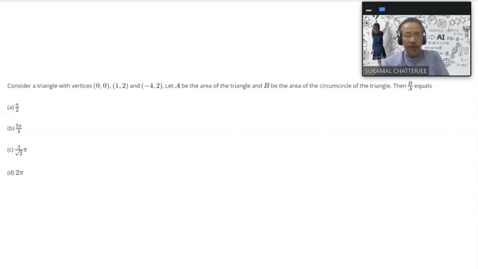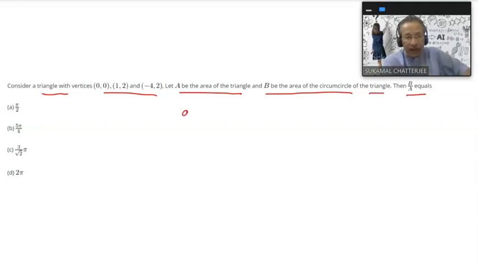Hello, we are discussing the ISI B.Stat paper today, and this is question number 6. The question says, consider a triangle with vertices given, and let A be the area of the triangle and B be the area of the circumcircle of the triangle. Then what is the ratio of B by A? That means we are asked to find the ratio of the area of the circumcircle divided by the area of the triangle.